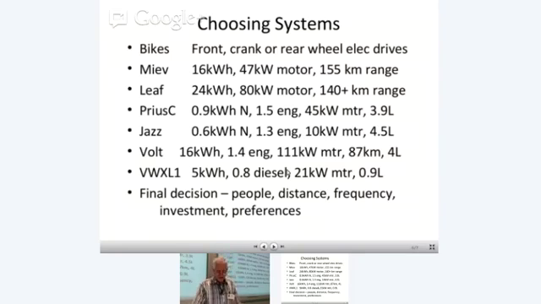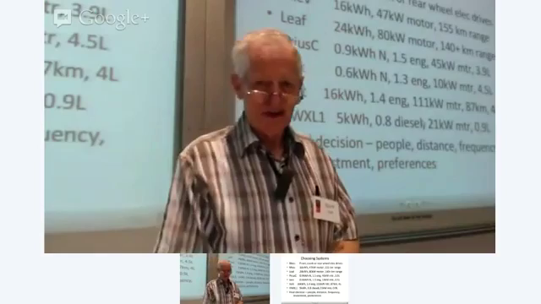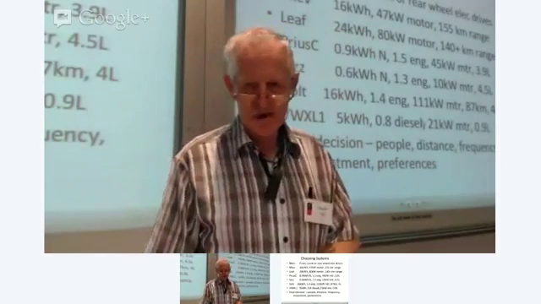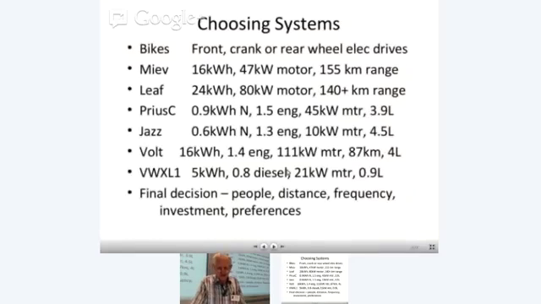Now, Volkswagen XL1, anyone heard of that? Only in the last few weeks have I heard about it. It has got a battery of 5 kilowatt hours in it. It's got a 0.8 litre diesel turbocharged engine in it. It's got a 21 kilowatt electric motor, and the claim for that is 0.9 litres per 100, under 1 litre of fuel per 100 to run.